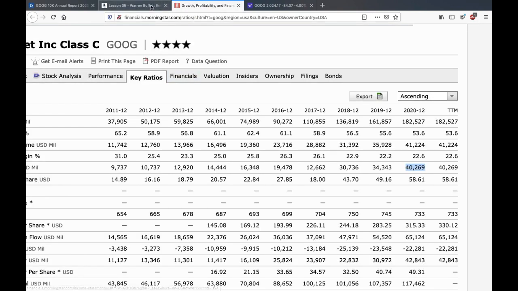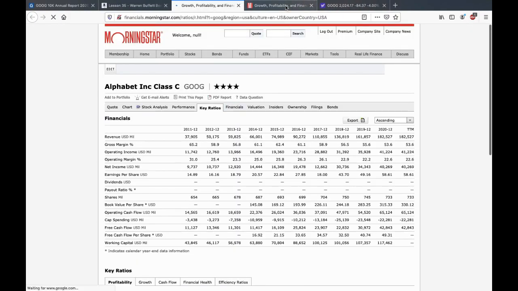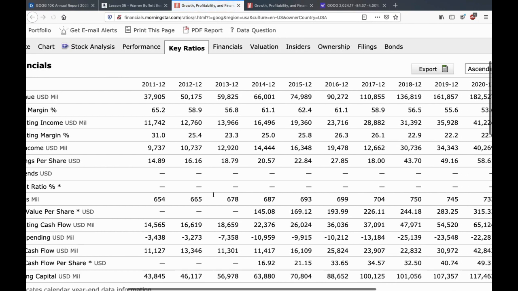And another good thing about this calculator here is that if you do not have access to this page with all these numbers, what you can do is you can actually put in the ticker of this company right here, any company you are looking at, and hit find, and it will take you to the same Morningstar page, and you will get all these numbers here.